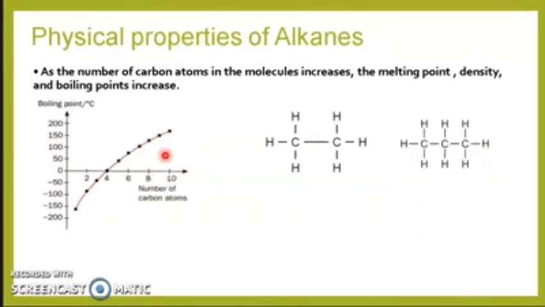As you can see here, we have 2 compounds. One which has 2 carbon atoms and the second one which has 3 carbon atoms. Now if we take a look at the boiling points, you can see that the boiling point increases from -89 to -42. And therefore the boiling point increases because the number of carbon atoms increases as well.